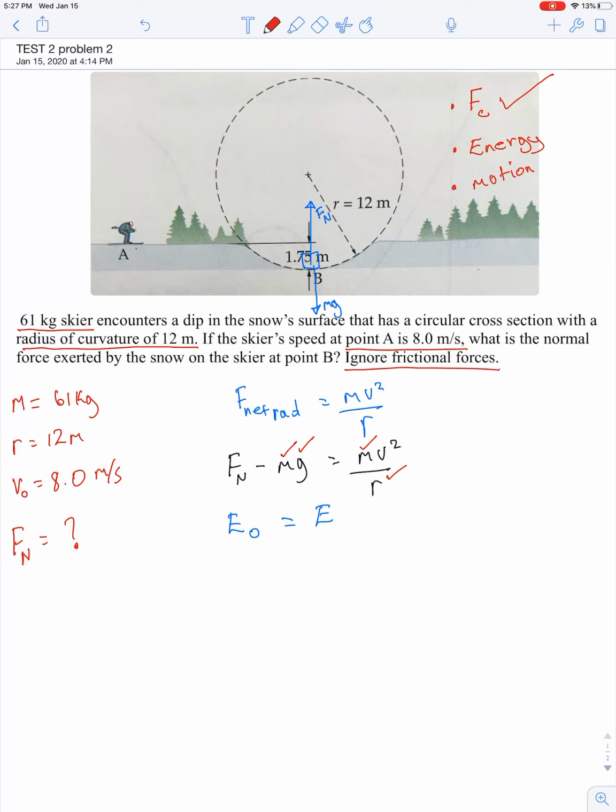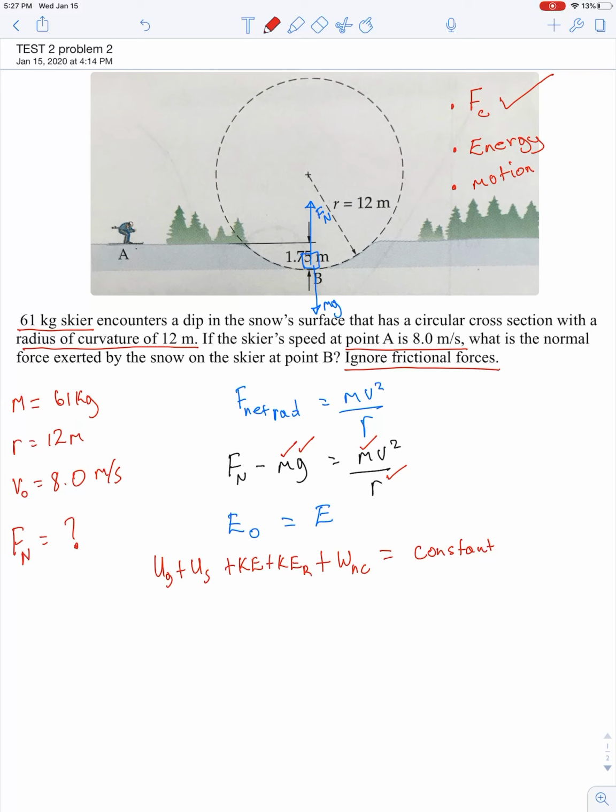You don't have to write it out if you can just check for yourself, but I like to write it out. And that is my potentials, which is my gravitational and my spring potential, plus my kinetics, which is my translational and my rotational kinetics, plus the work done by any non-conservative force is equal to a constant. It's not changing.